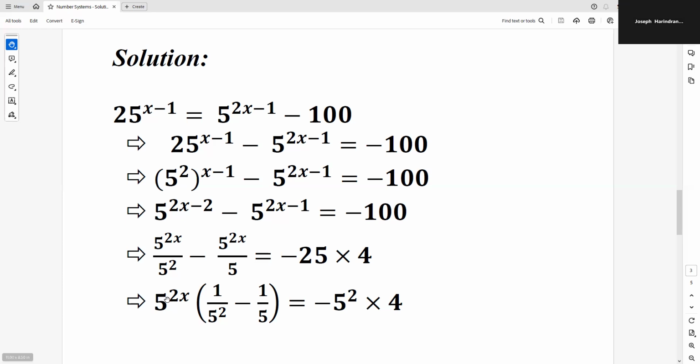Now the next step, we take 5 power 2x as common factor out on the left-hand side, leaving 1 by 5 squared minus 1 by 5 within brackets. Equal to, on the right-hand side, we do another modification. 25 is written as 5 squared because we want to make the bases the same on both sides of the equation. For solving any exponential equation, we would like to make the bases the same. So 25 is written as 5 squared, minus 5 squared into 4.